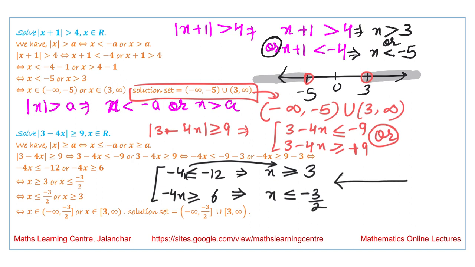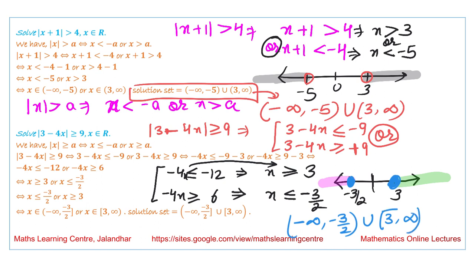Now if we plot these on the number line, we are having this number 3 over here and minus 3 by 2 will be over here. We are saying we are interested in x is greater than equal to 3 and x is less than equal to minus 3 by 2, and both these points are included. So the answer we obtain is minus infinity to minus 3 by 2 union 3 to infinity and the interval is closed at both these points because these 2 points are included. So we obtain the solution set in this form.